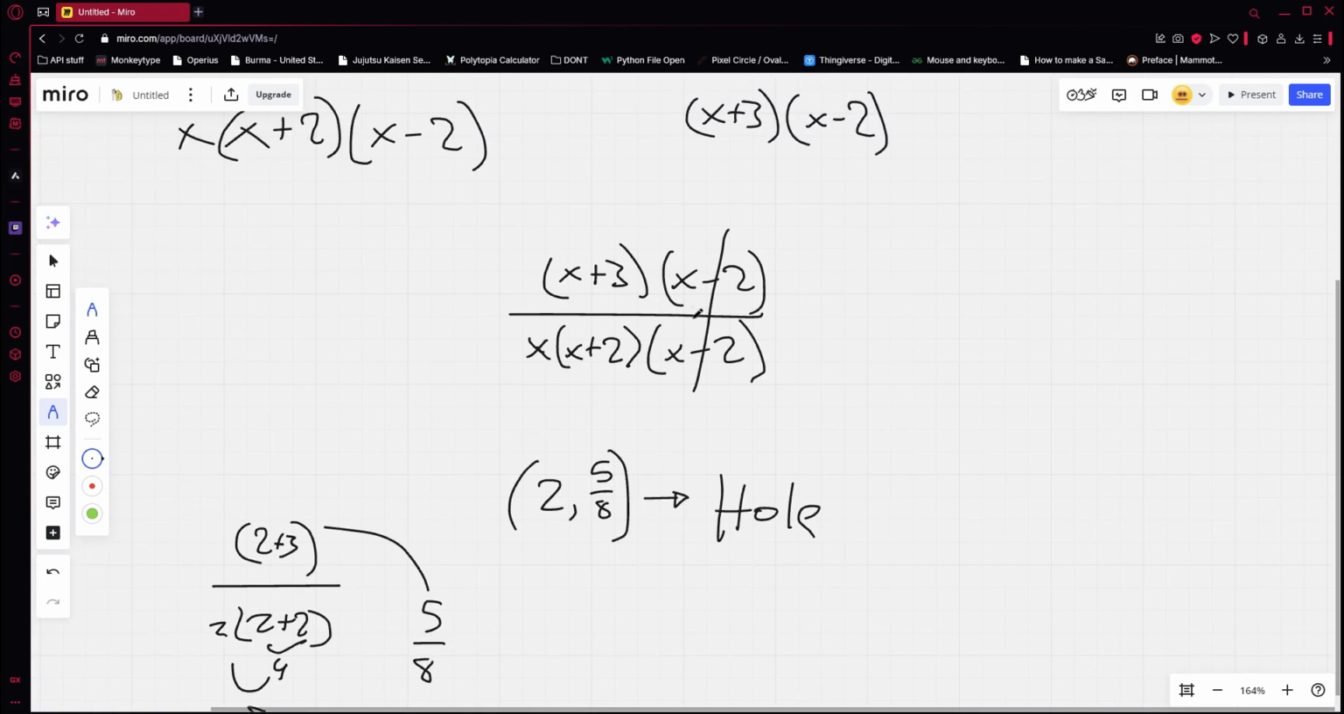Keep in mind, there can be more than one hole. If there's more than one pair of terms that can cancel out, there can be more than one hole.